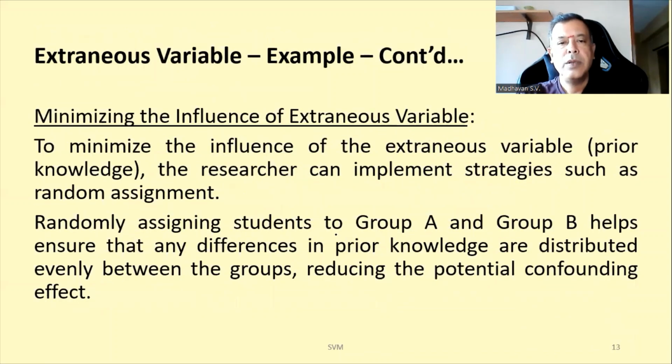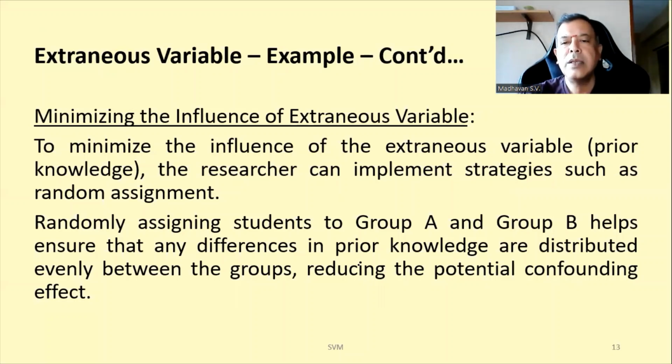So to minimize the influence of that, what do we do? The researcher can implement strategies such as random assignment. That is one of the strategies. He can assign the students to Group A and Group B randomly, rather than knowingly assigning or having some bias in assigning. Randomly assigning students to Group A and Group B may help ensure that any differences in prior knowledge are distributed evenly between the groups, reducing the potential confounding effect. That is one of the strategies.